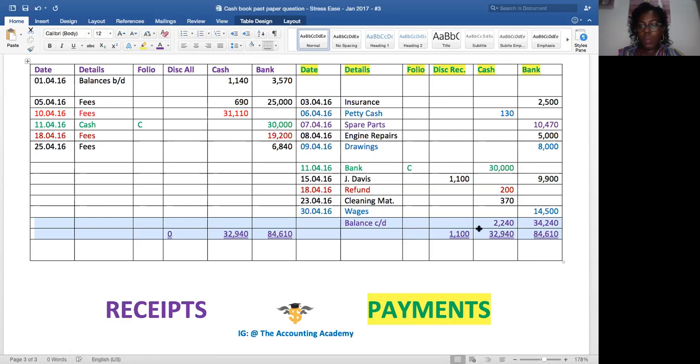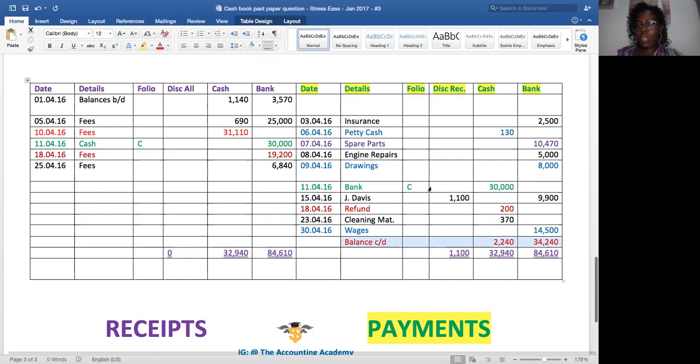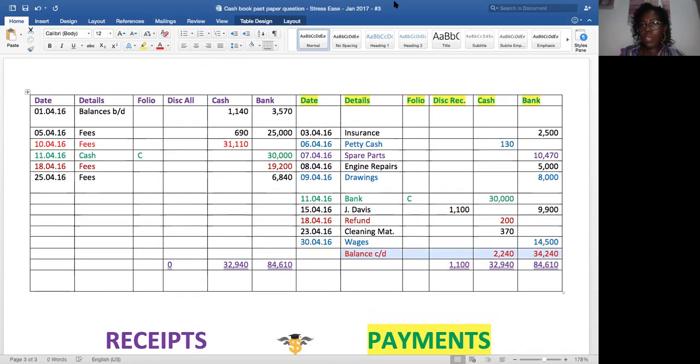I do want to show you something though. We have a balance carried down of 22,400 under the cash column, and we also have a balance of $34,240 under the bank column. All right. When you start back using your cash book at the beginning of the next month, which will be May in this case, this is what your opening figures should look like. All right. So the balance that you're carrying down is going to be brought down for the next month.